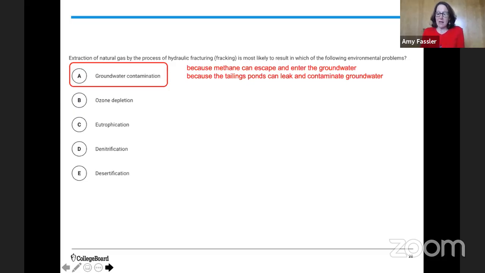To describe it, I have to say how the groundwater is becoming contaminated. And remember, the methane can escape and contaminate the groundwater, or those big tailings ponds where all that waste is stored could leak if they're not lined and contaminate the groundwater.